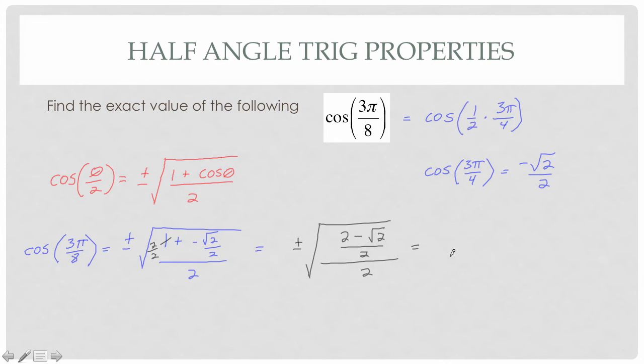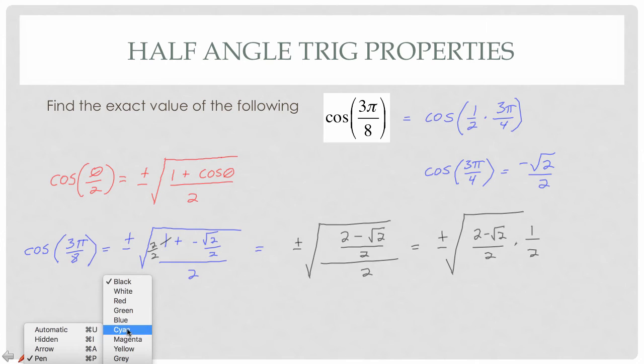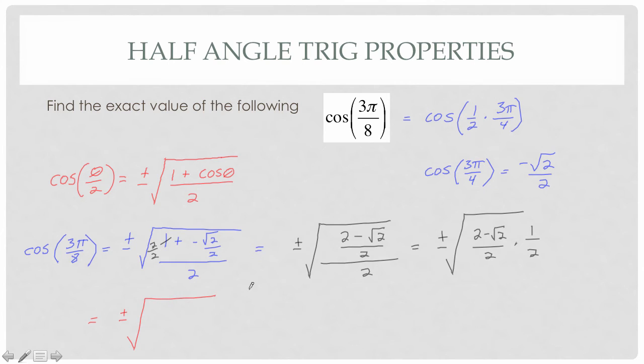Well, if I simplify what's inside the radical, change your division problem into multiplication with the reciprocal, that's 2 minus the square root of 2 over 2 times, instead of 2 over 1, it's times the reciprocal, 1 over 2. And now we can multiply across to get that it equals plus or minus the radical. All in the numerator, it's just still 2 minus the square root of 2. And in the denominator, 2 times 2 is 4.